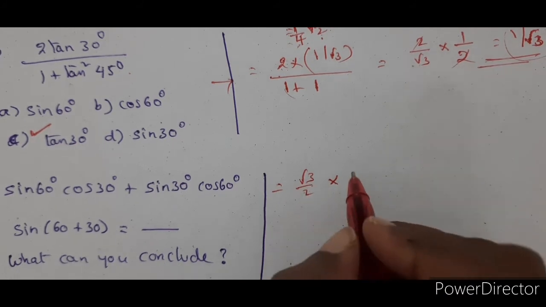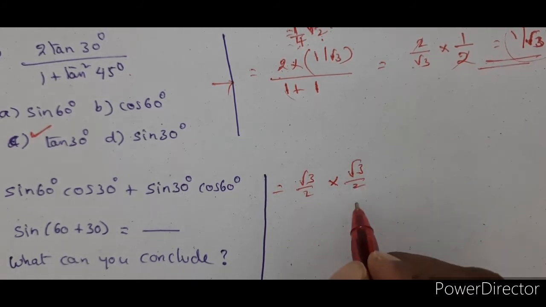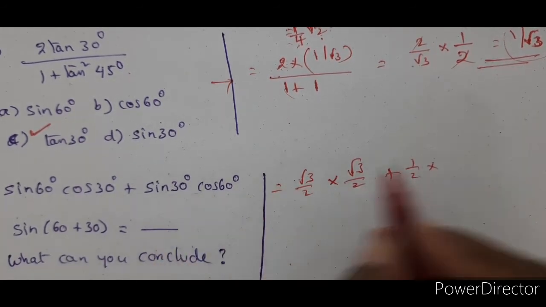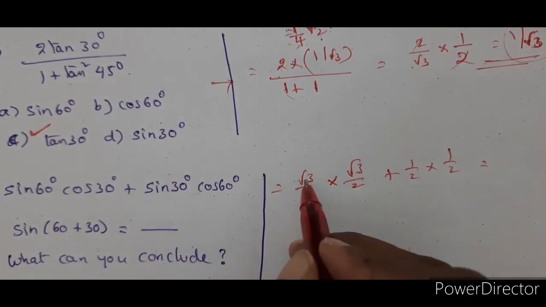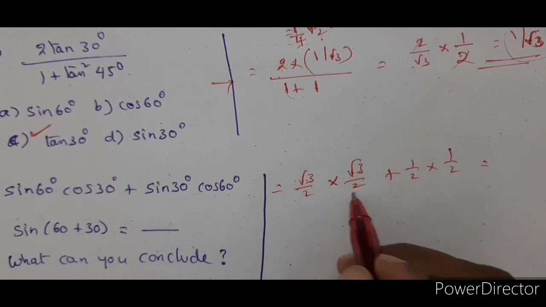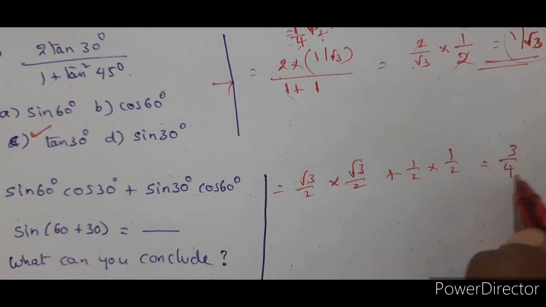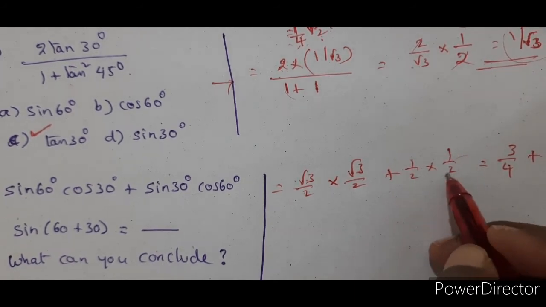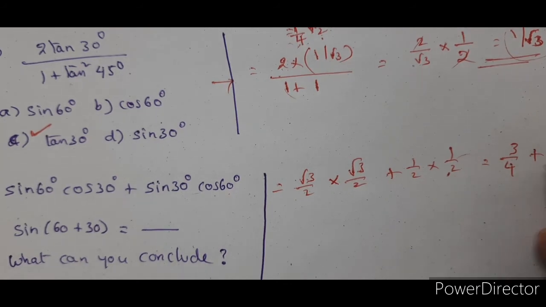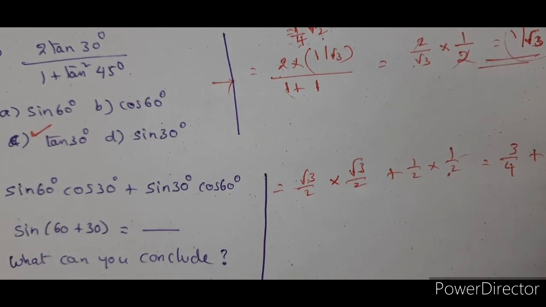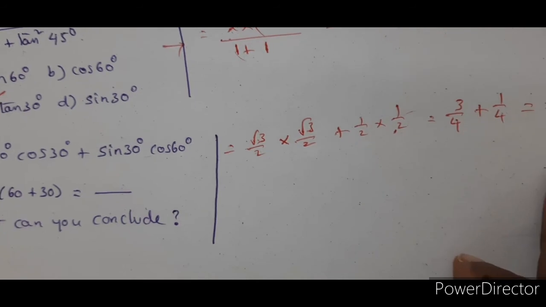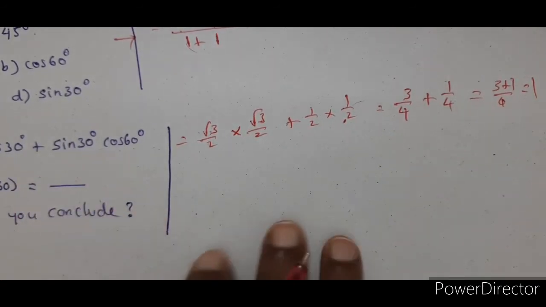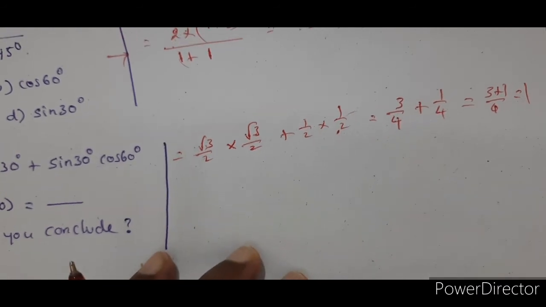Cos 30 is equal to sin 60. Therefore again root 3 by 2. Plus sin 30. Sin 30 is 1 by 2. Cos 60 is equal to sin 30. It is 1 by 2. So root 3 into root 3 is 3, by 2 into 2 is 4. 3 by 4 plus 1 by 2 into 1 by 2 is 1 by 4. So that is 3 plus 1 by 4, which is equal to 1. So you got the value of this to be equal to 1. So sin 60 cos 30 plus sin 30 cos 60 is equal to 1.